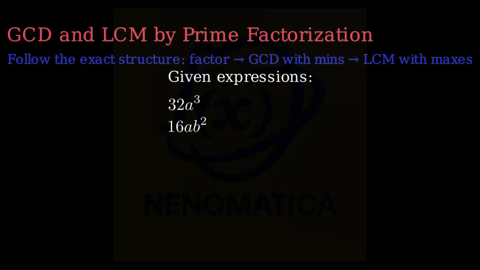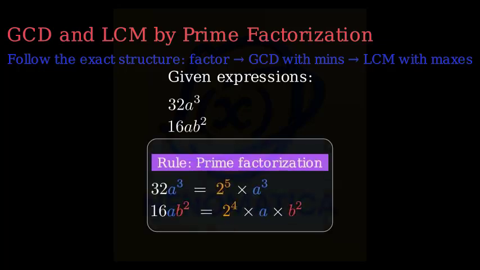Step 1. Prime factorize each expression. 32a cubed equals 2 to the 5th times a cubed. 16ab squared equals 2 to the 4th times a to the 1st times b squared. Step 2. The greatest common divisor is the product of the common factors raised to the minimum powers.